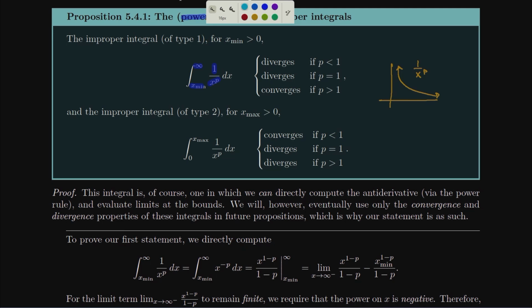And if we're calculating the integral, then we're basically computing this area from some point x min on the left all the way out to infinity. So when is that area going to be finite? It's going to be finite specifically when p is greater than 1. Okay, that's when it's going to converge, or equivalently, the area is finite. So you need p to be bigger than 1.